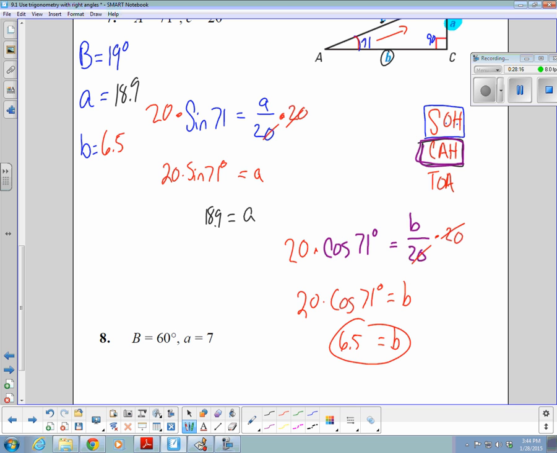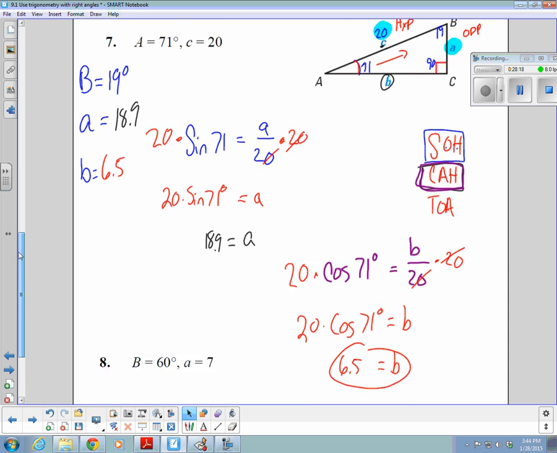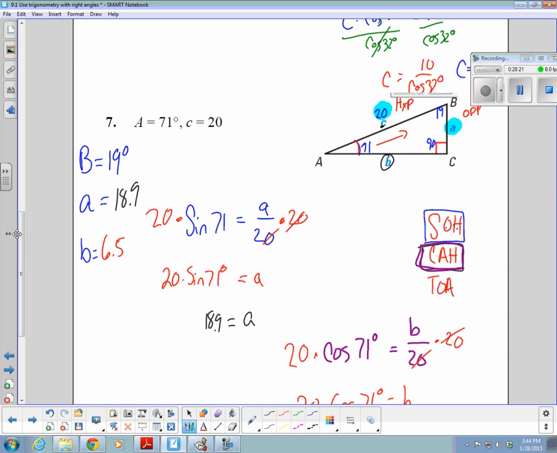Now I've got all three sides, all three angles, right? So here, let me show you where the angles are. Highlighter. All right, so angle, angle, the last angle is 90. And then sides, side, side, side. So I just solved the triangle. That's solving the triangle.